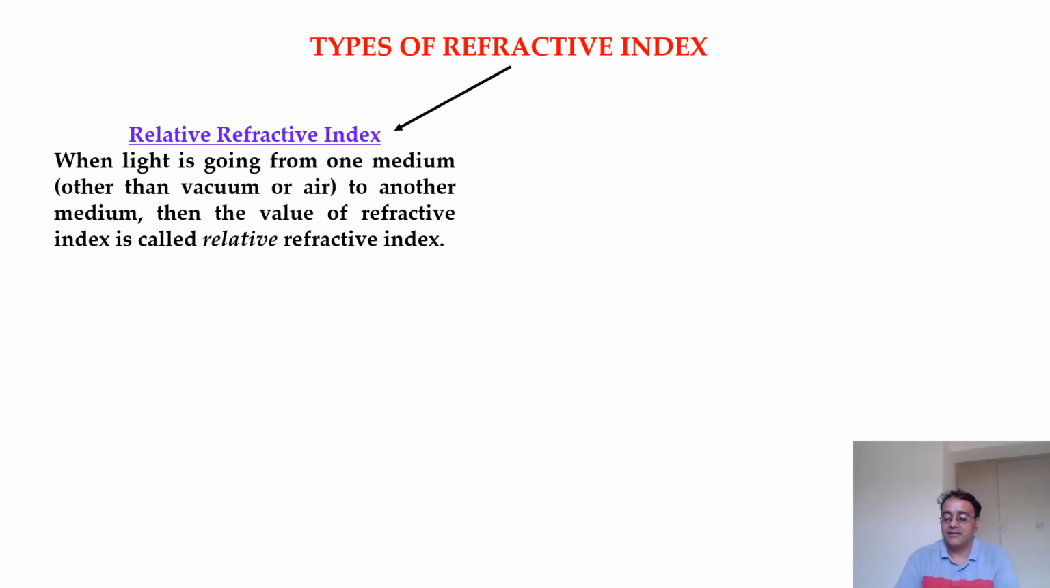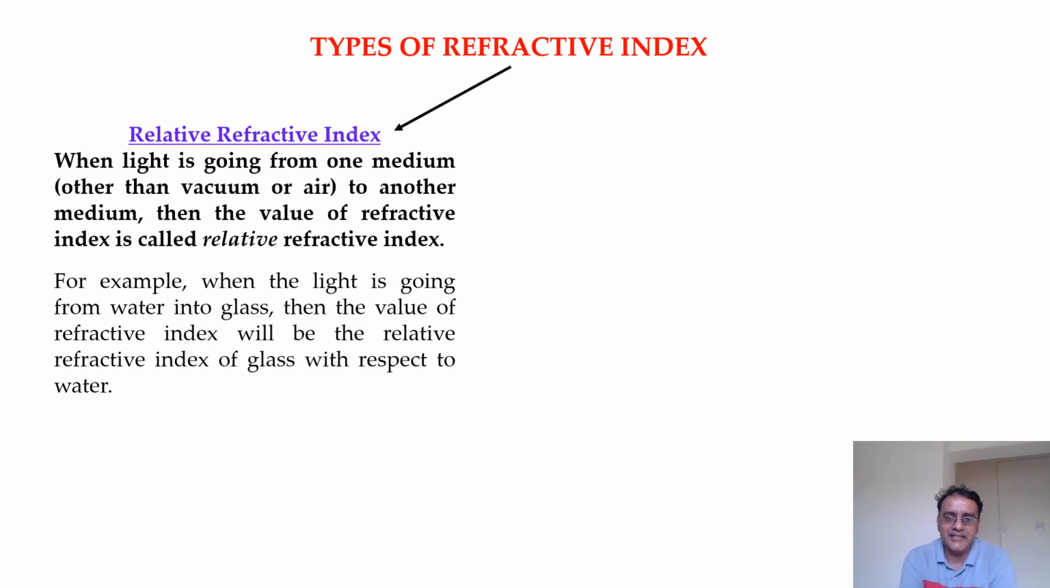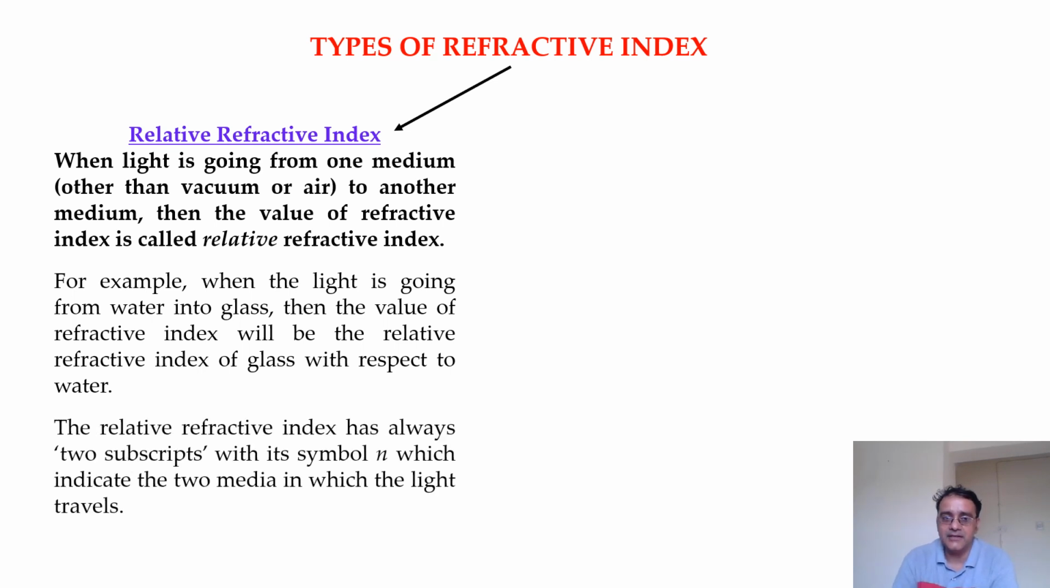Okay, for example, when the light is going from water into glass, then the value of refractive index will be the relative refractive index of glass with respect to the water. Okay, and the second type is one more. The relative refractive index has always two subscripts with its symbol n, which indicates the two media in which the light travels. रिलेटिव रिफ्रैक्टिव इंडेक्स में हम लोग दो subscript use करेंगे. जैसे वहां पर हम लोग use किए थे n12, दो subscript था, तो relative refractive index में हम लोग दो subscript use करेंगे.